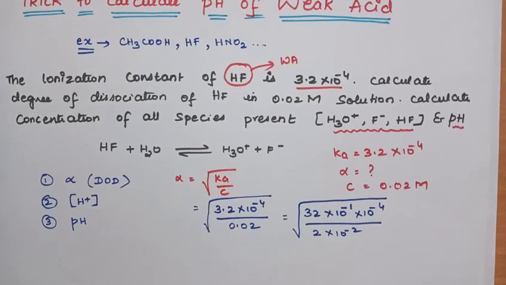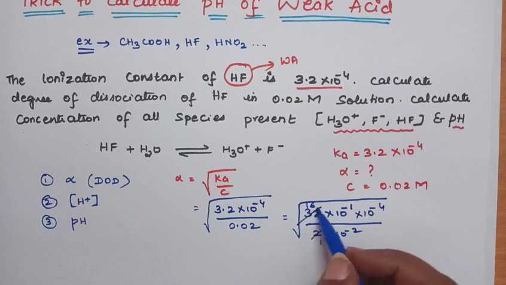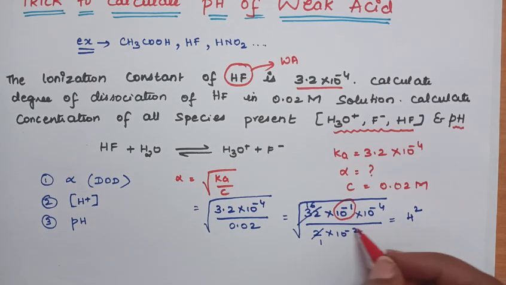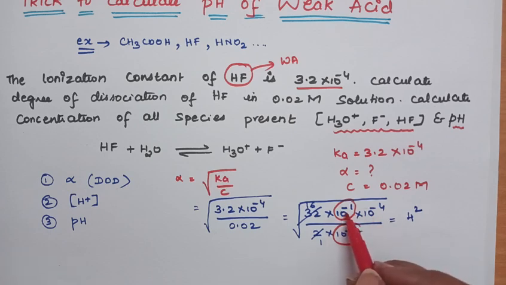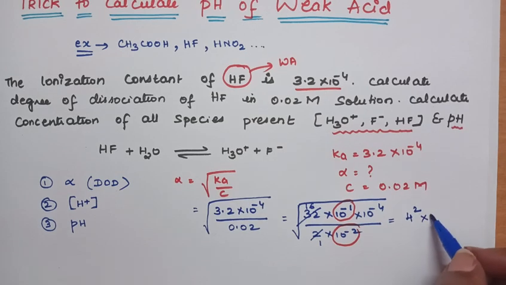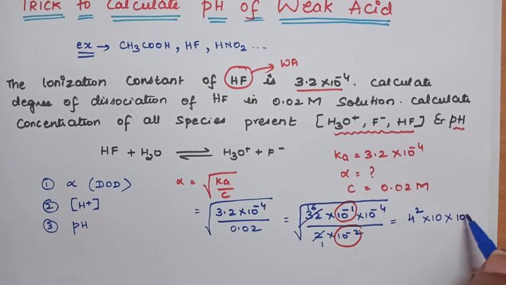So now you can simplify this. 2 ones are 2, 2 sixes are 12. So you got 16. 16 you can write as 4 square. And 10 to the power of minus 1 and 10 to the power of minus 2. Simplify this, how much will you get? 10 to the power of minus 1, 10 to the power of minus 2, if it comes in the numerator, it becomes plus 2. Minus 1 plus 2 will be 10 to the power of plus 1, which is nothing but 10 into 10 to the power of minus 4. We can write it as 10 to the power of minus 2 whole square.